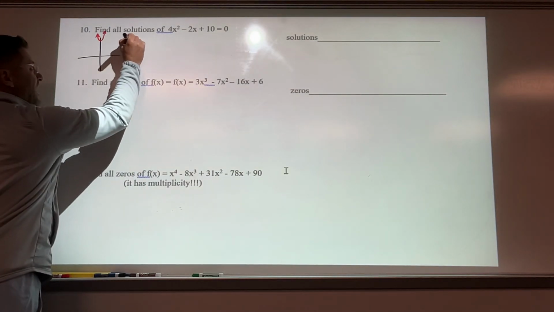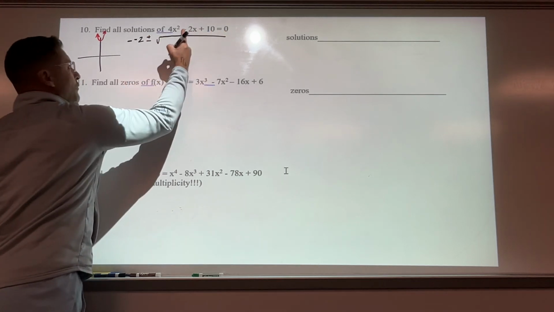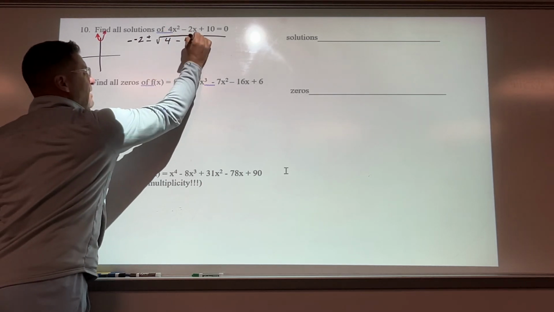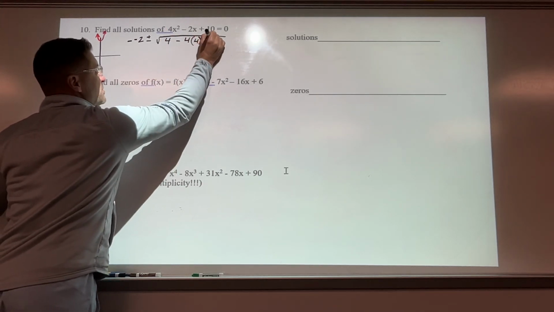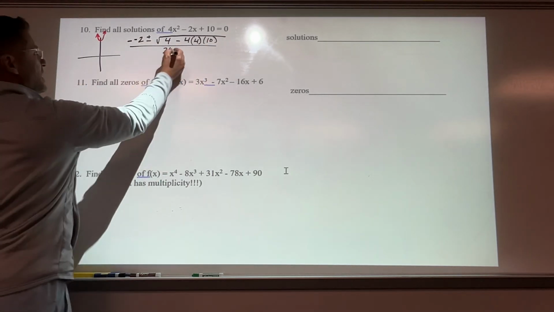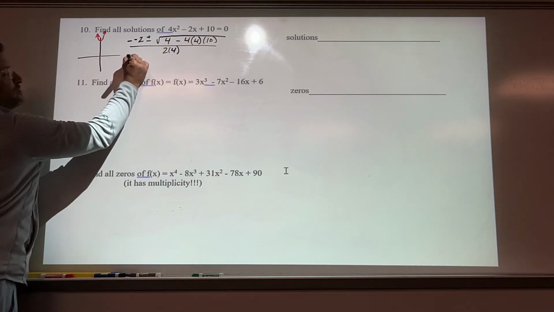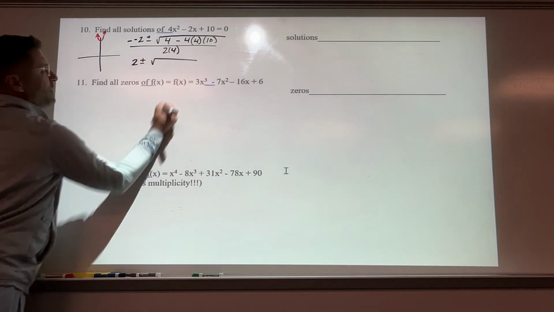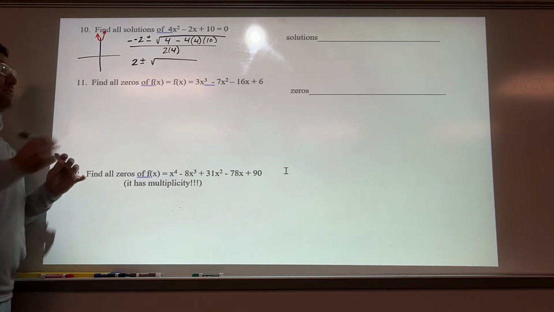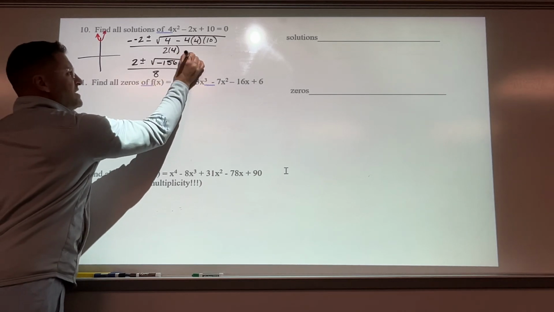So here we go. Negative b plus or minus the square root of b squared. Negative 2 squared is 4. Minus 4 times the a value, which is 4, times the c value, which is 10. All over 2 times the a value, which is 4, all over 2a. So I think that's right. 2 plus or minus the square root of 4 minus 160, I think. Negative 156? All over 8. Huh. What's in 156?